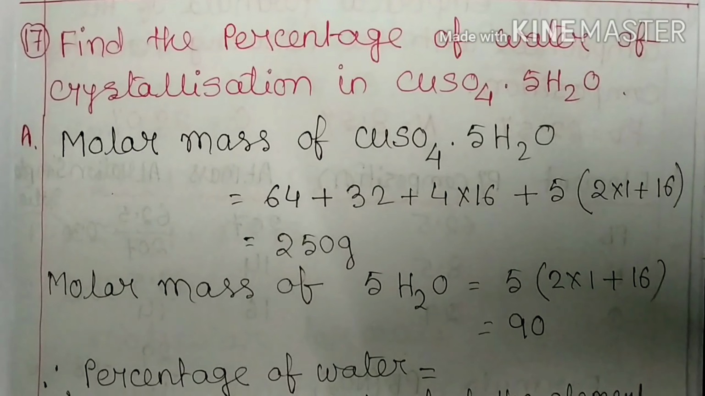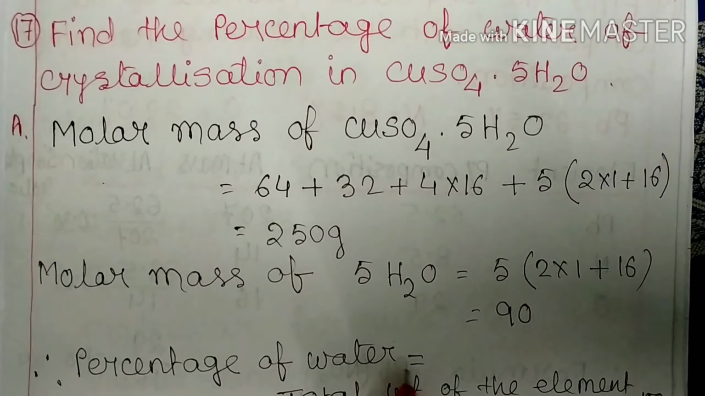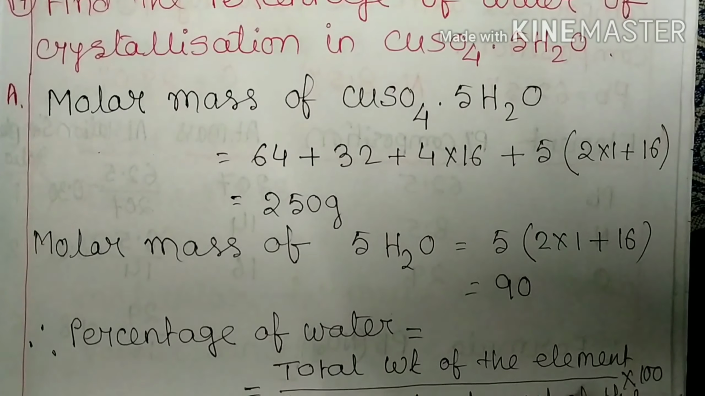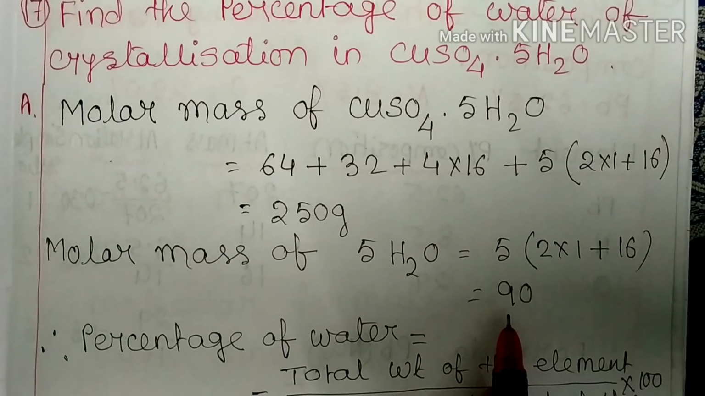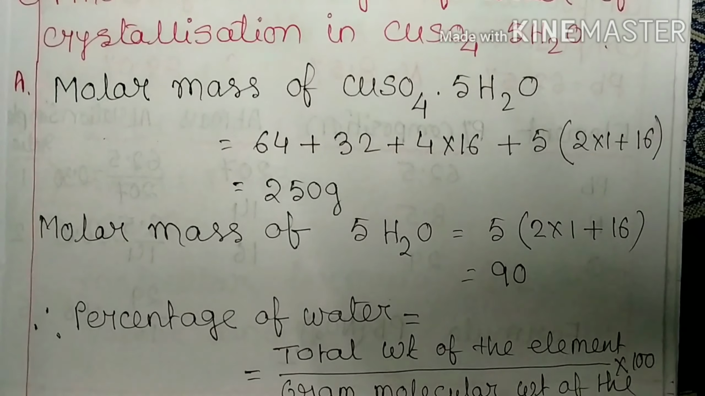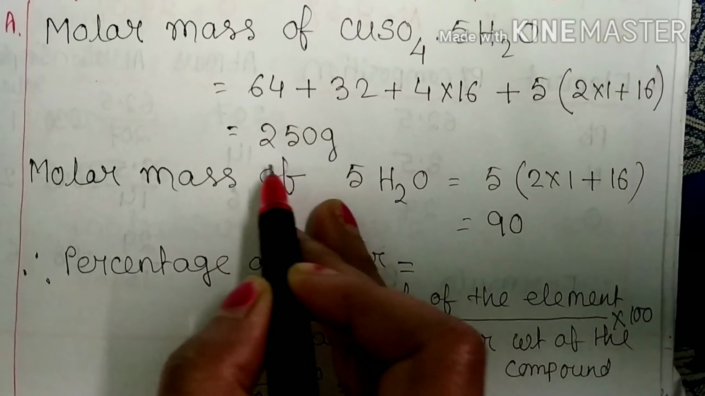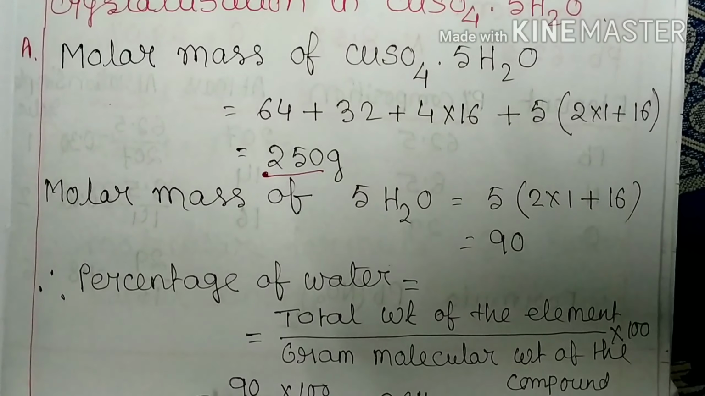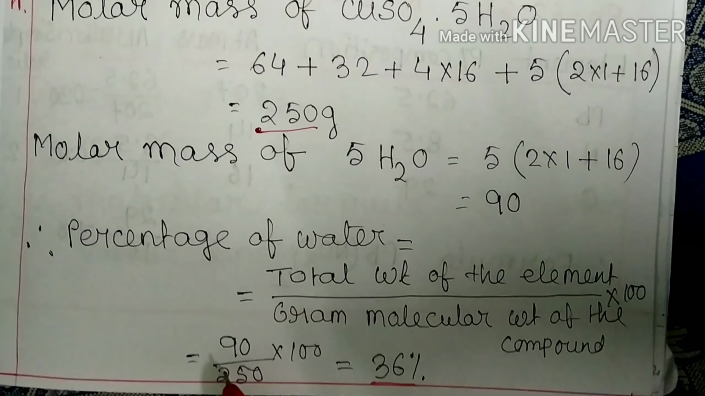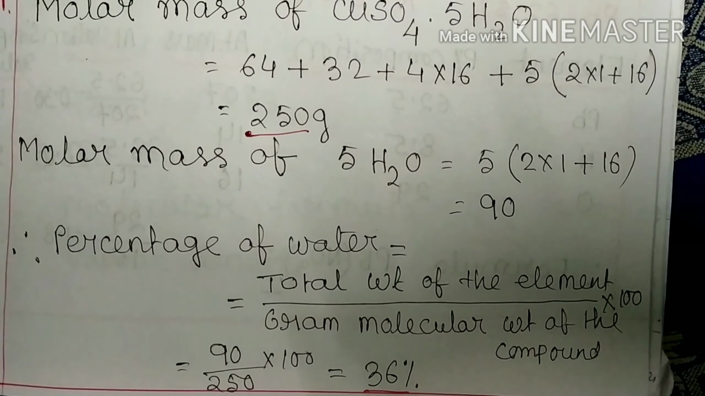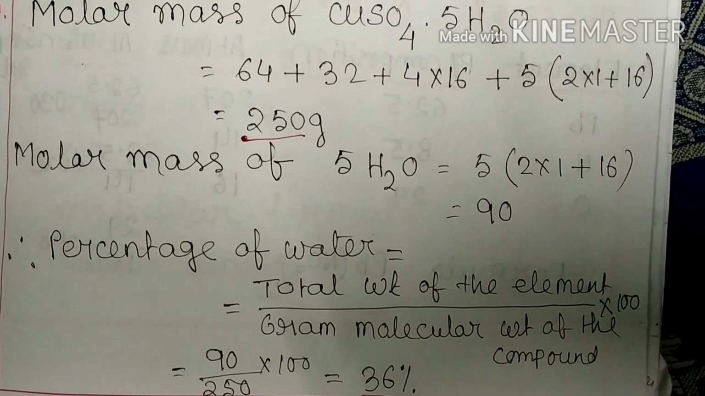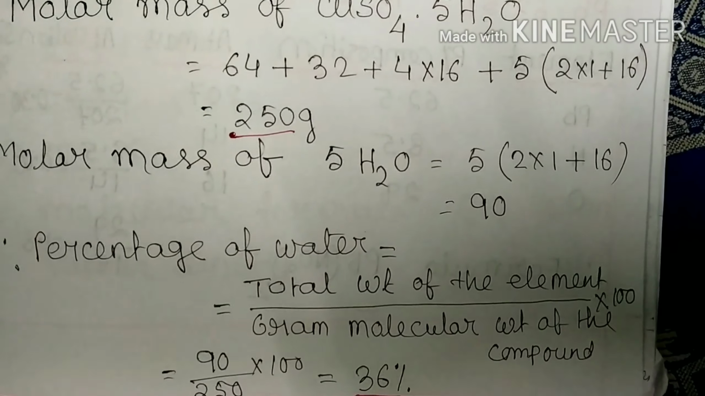90. Therefore, percentage of water equals to total weight of the element. Total weight of the element means 90. And the gram molecular weight of the compound 250 gram. So, percentage of water equals to 90 by 250 into 100% equals to 36%.